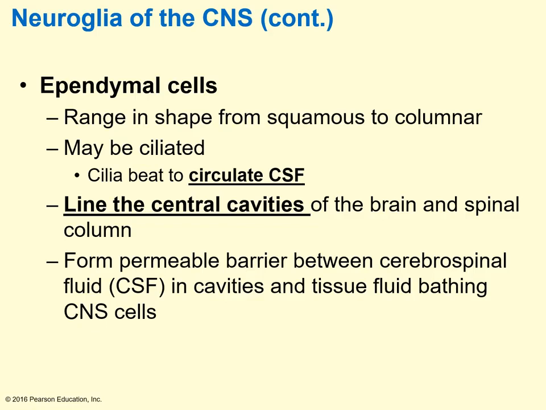The ependymal cells can range in their shape from squamous to columnar. Some of them are ciliated. Those that are ciliated, the beating pattern that you tend to see helps to circulate the cerebrospinal fluid, or CSF. These cells tend to line the central cavities of the brain and the spinal cord, and there are certain areas where they tend to congregate in the choroid plexus, which is basically responsible for producing the cerebrospinal fluid as well.